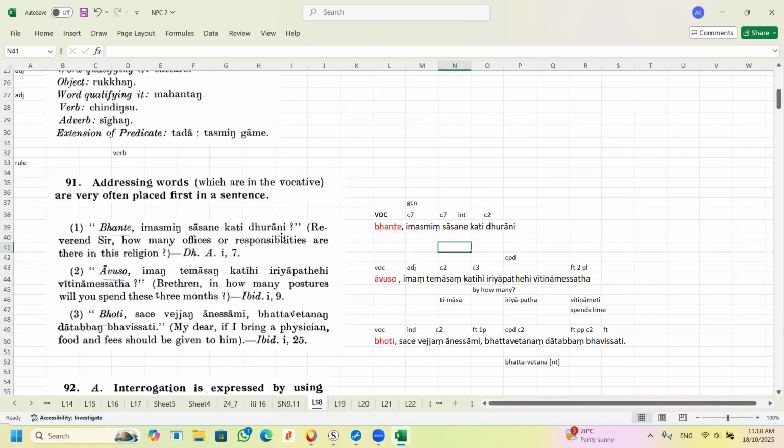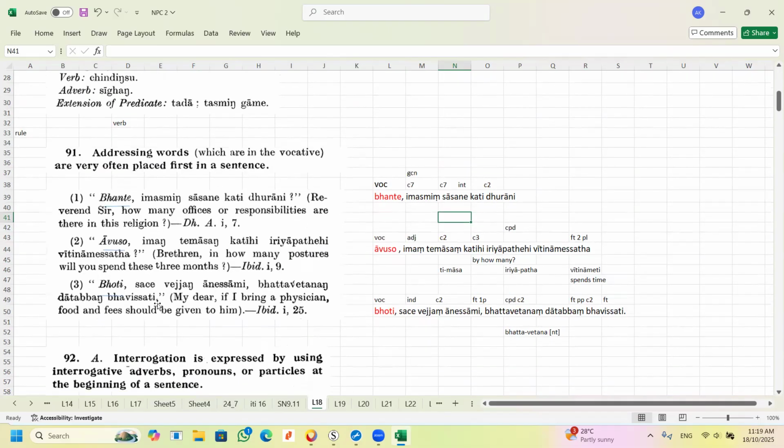Kati should be interrogative. Kati durani. Okay. Kati means how. In this case, durani is a neuter noun. That means how many. So how many responsibilities, whatever, because the word durani can have multiple meanings. So we don't need to check this one. We just look at the structure first. Same, the word avuso. Here, this is brother. Friend.